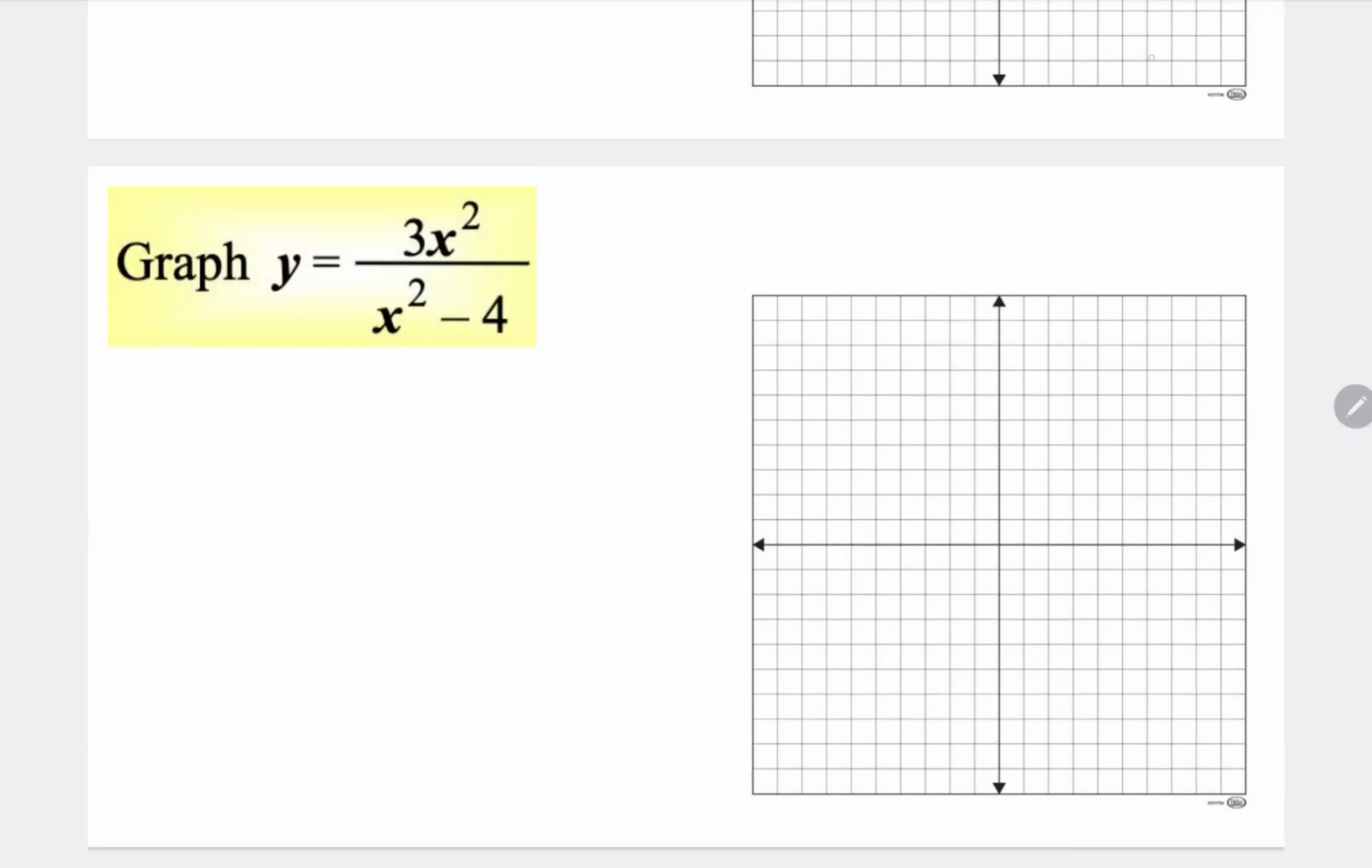All right, next one. Again, starting with the vertical asymptote, I ask myself, what can x not be? If I set the denominator equal to 0, I get x squared equals 4, and when I take the square root, it could be positive 2 or negative 2. So in this case, there are two vertical asymptotes, one at negative 2 and one at positive 2.